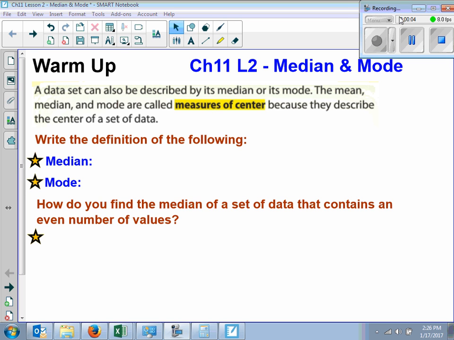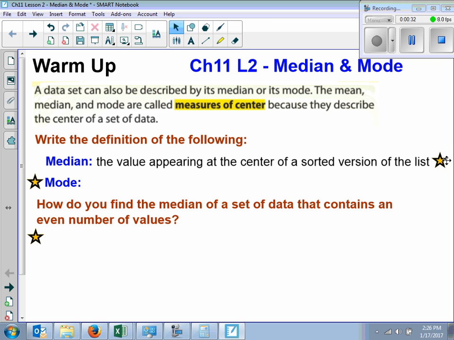So today's lesson is Chapter 11, Lesson 2, and it's median and mode. Okay? So a data set can also be described by its median or its mode. The mean, median, and mode are called the measures of center because they describe the center of a set of data. Okay?